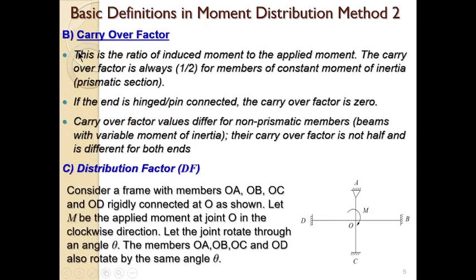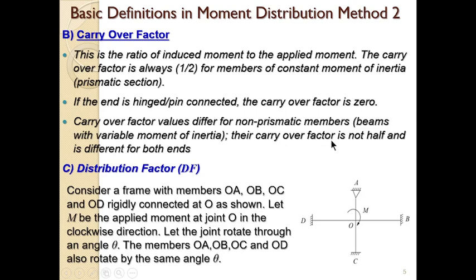We also hear about another factor, the carryover factor. This is the ratio of induced moment to the applied moment. The carryover factor is always half for members of constant moment of inertia. We call such a member a prismatic section. Now, if the end is pinned or pin connected, the carryover factor is 0. So for a pinned support, you don't carry over moment to such a support. The carryover factor value differs for non-prismatic members, that is beams with varying moment of inertia.